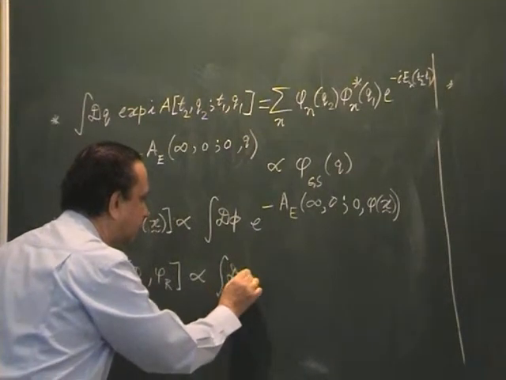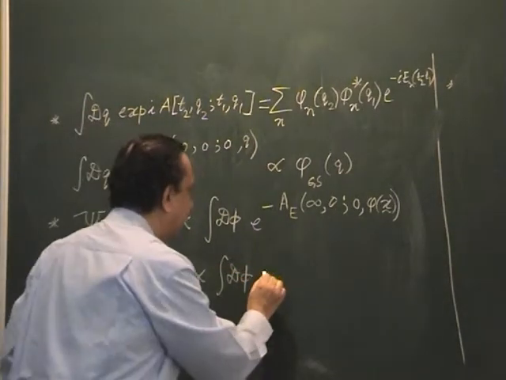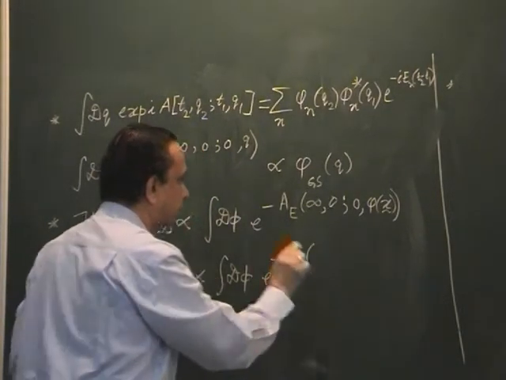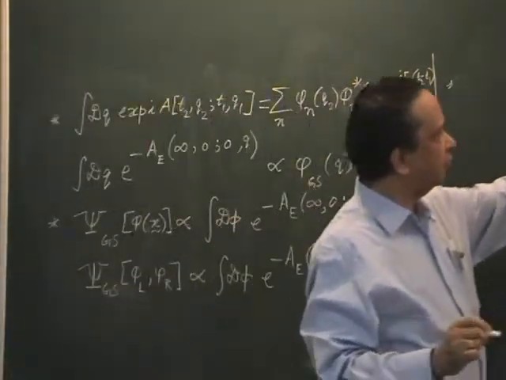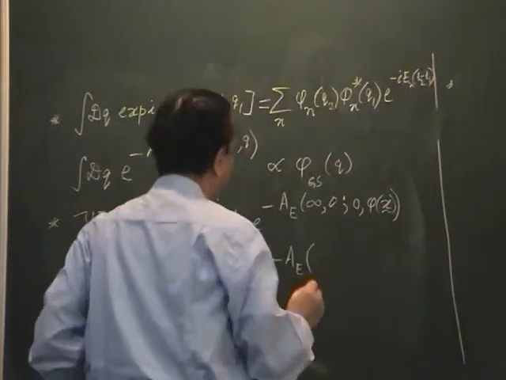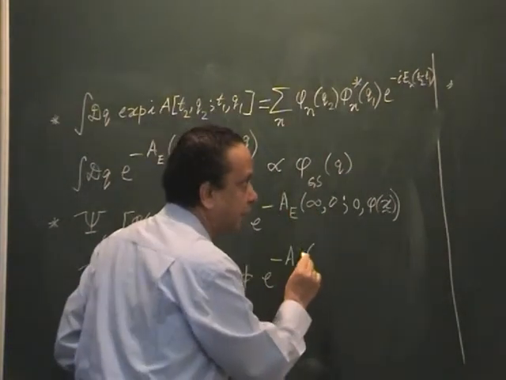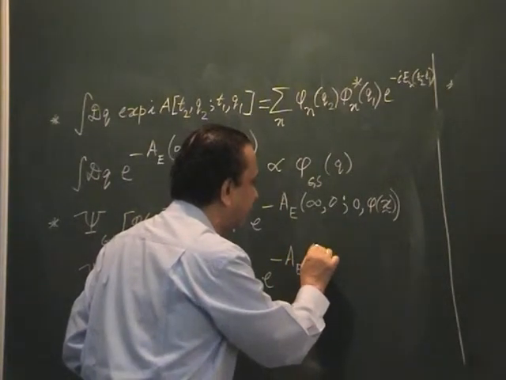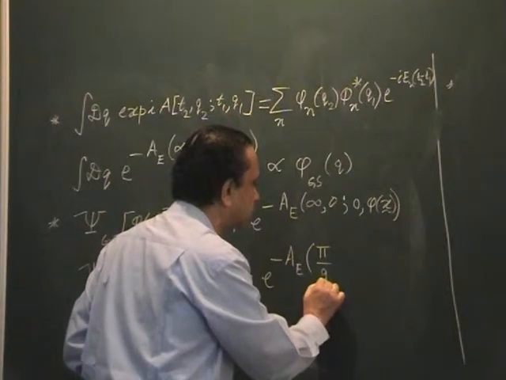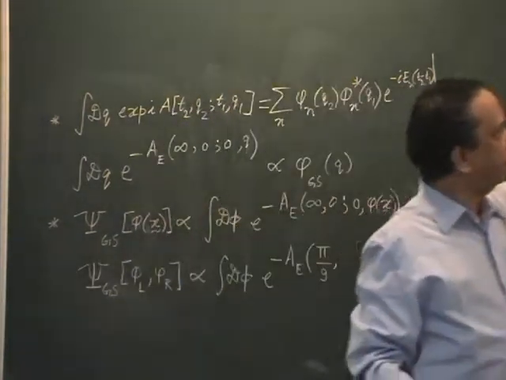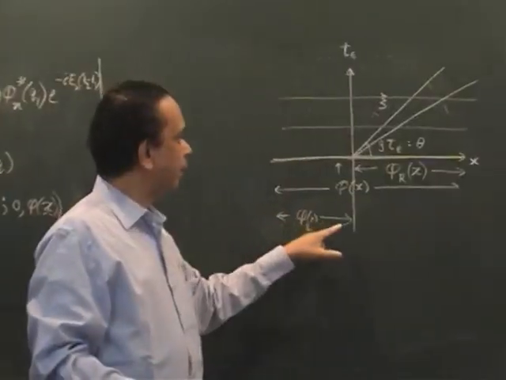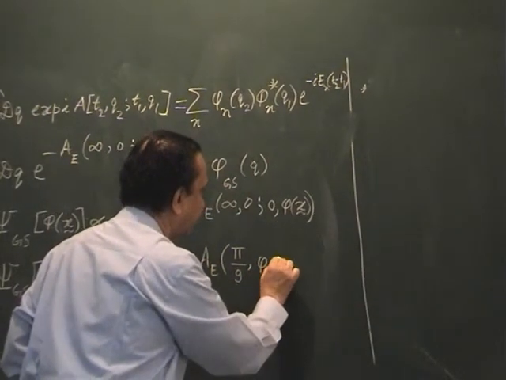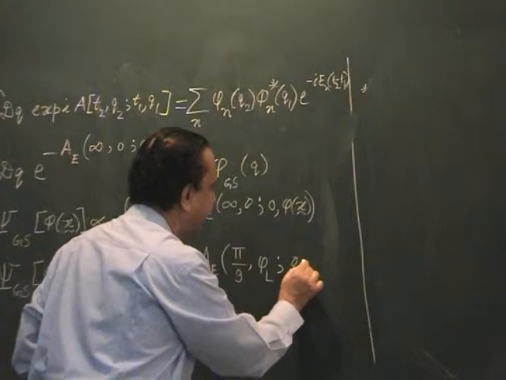the integral over d phi, e to the minus the Euclidean action. So the time is now going from 0 to pi. So t is not infinity here, it is equal to g tau equals pi, so tau is equal to pi by g. And when I rotate from here to here, on this side the field is phi r, and on the 0 side, the field is phi l.